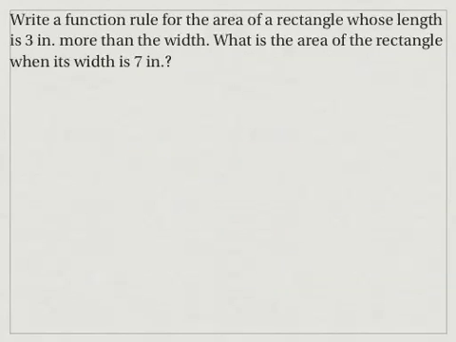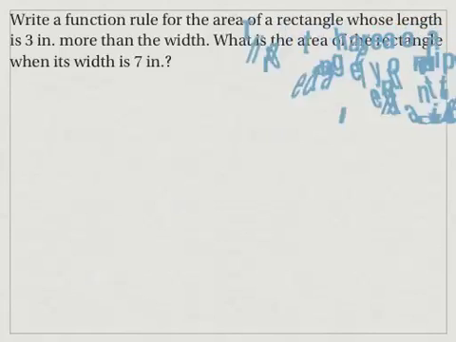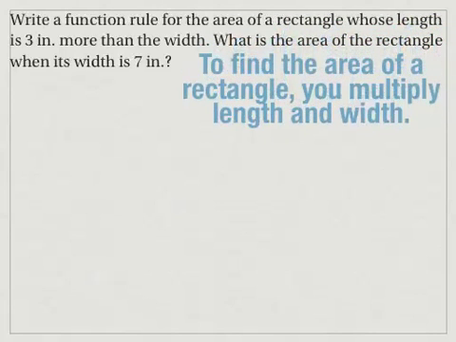The next example says, write a function rule for the area of a rectangle whose length is 3 inches more than the width. What is the area of the rectangle when the width is 7 inches? First thing you need to remember is that area of a rectangle is found using length times width. So you multiply length times width. They tell you that the length is 3 inches more than the width.